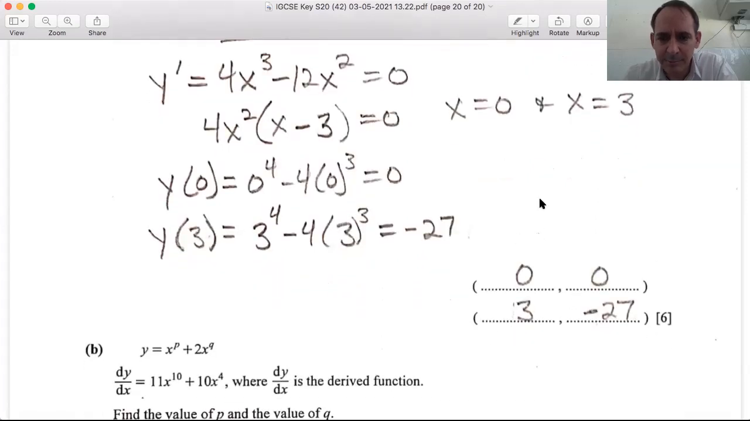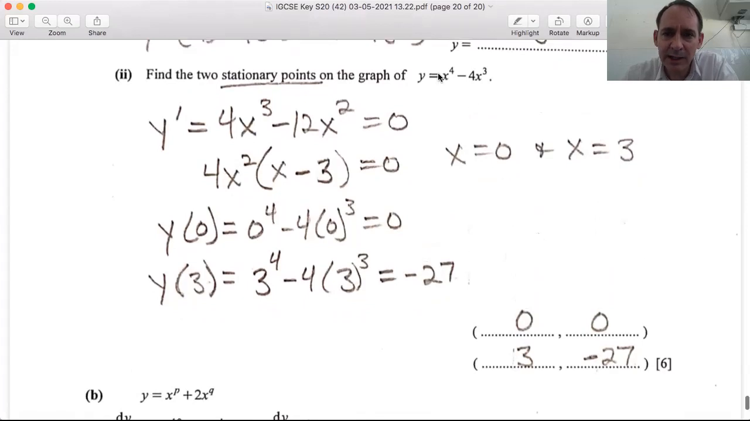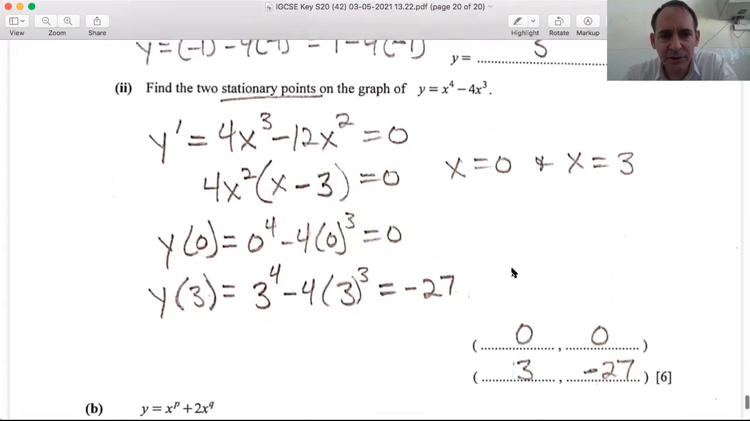Notice they want the y components as well. So plug it back into the original equation. If you plug in the 0 first, you get 0 again. If you plug in the 3, you get -27. Notice that was 6 points, so there is a little bit of work expected for that.